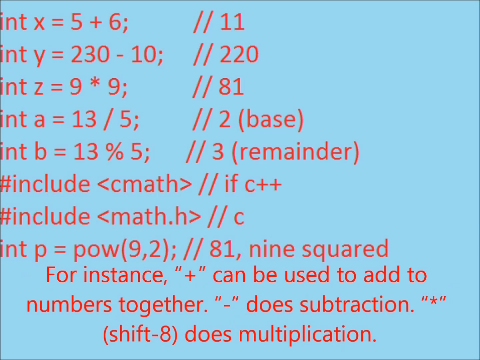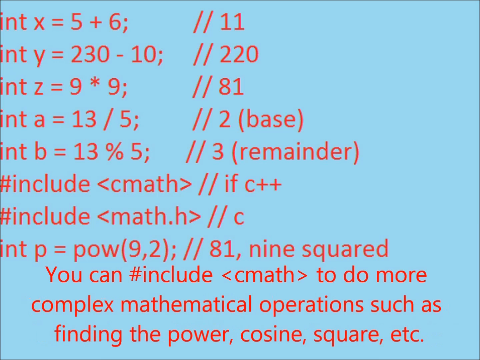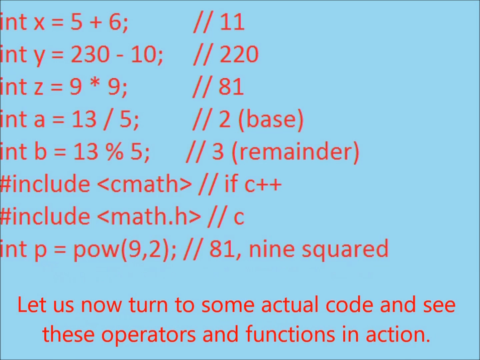For instance, plus can be used to add numbers together. Minus does subtraction. The star, Shift 8, does multiplication. Slash and the percent both do division, actually. Slash returns the base value and the percent returns the remainder. You can include CMath to do more complex mathematical operations, such as finding the power, cosine, square, etc. Let us now turn to some actual code and see these operators and functions in action.